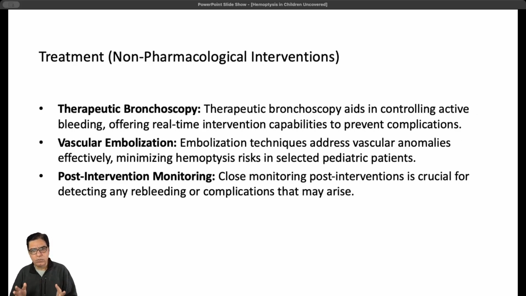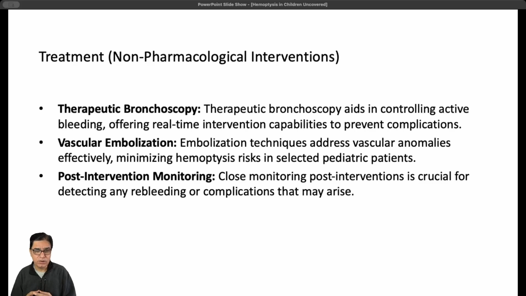Non-pharmacological interventions: we talked about diagnostic and therapeutic bronchoscopy in case a child presents severely with massive or life-threatening hemoptysis. But sometimes, even if they do not have life-threatening or massive hemoptysis, they present again and again, and it becomes a challenge. In that particular case, it's important to do a diagnostic and therapeutic bronchoscopy to see where the blood is coming from and manage it accordingly.